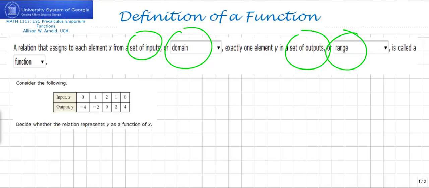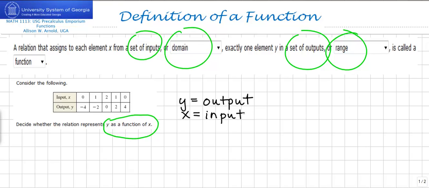In the figure before you, you see an expression of inputs and outputs in the form of a table. And the question says, decide whether the relation represented by the table expresses y as a function of x. When we read the words y as a function of x, this automatically means that y is considered to be the output and x is considered to be the input. So let's look at the problem in this way.